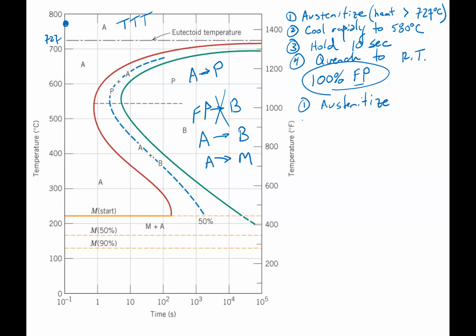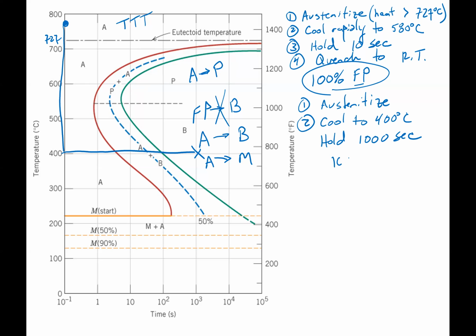So if I want bainite, then I would say something like, cool rapidly to maybe 400 degrees C, and then I would hold at 400 degrees C for maybe, let's just go ahead and say 1,000 seconds. So it's fine if it's longer than I need to. So there's 1,000 seconds. So I have 100% bainite, and then I can quench down. So bainite is stable. All right.